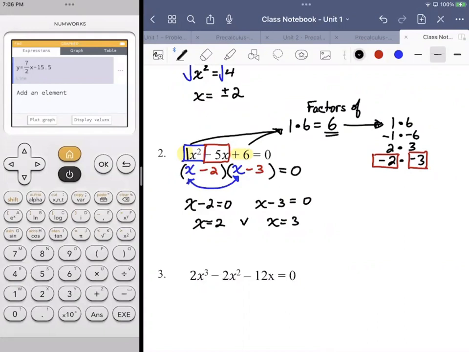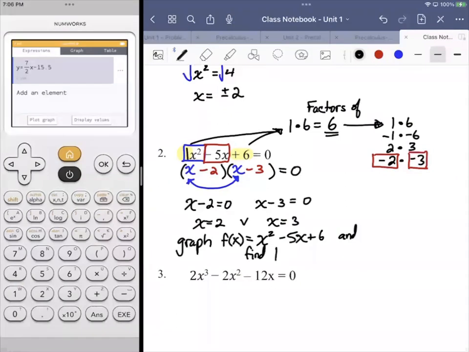So what I would do is graph f of x is equal to x squared minus 5x plus 6, and find the x-intercepts. And if it's something like this where the numbers are clean, it should be pretty obvious.